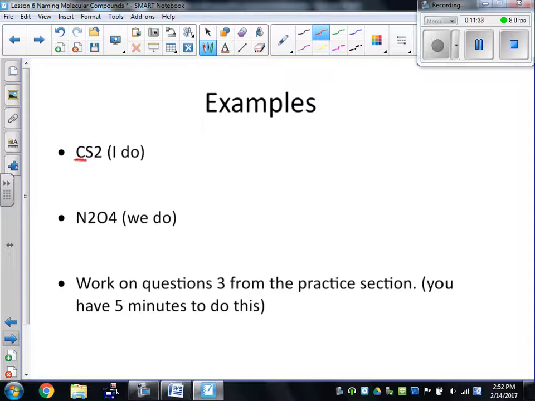So here we go. Let's name these ones here. CS2, the 2 should be at the bottom, yes? So this one here. That's a nonmetal. So of course, right away the first one's a nonmetal. This is molecular, so I need to use prefixes. Caring, sharing, yes? So that is carbon. We do not need a prefix with carbon because there's only one. So I'd say this is carbon.